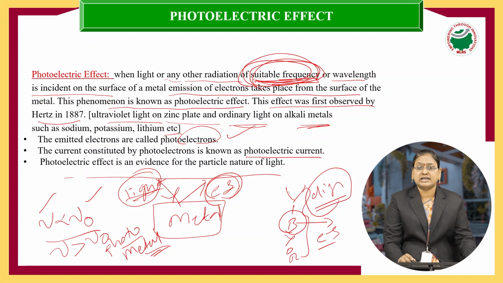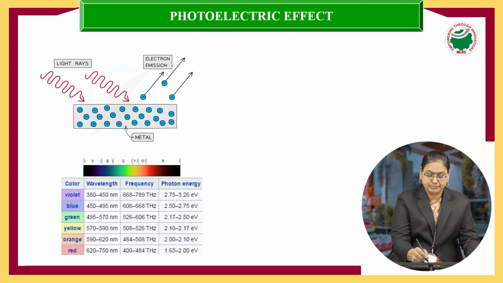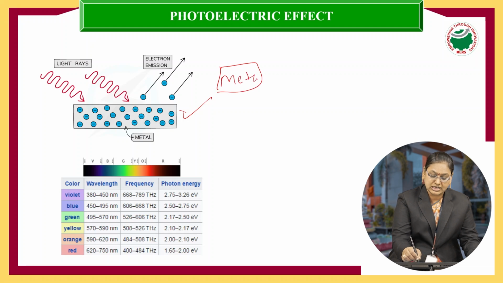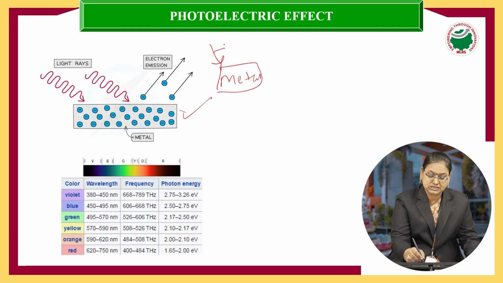So, let us try to understand threshold frequency with an example. Let us consider a metal surface. This is a metal surface, and now we allow light to fall on this metal surface. We know that light consists of photons, and the energy of the photon is given by E is equal to h nu.